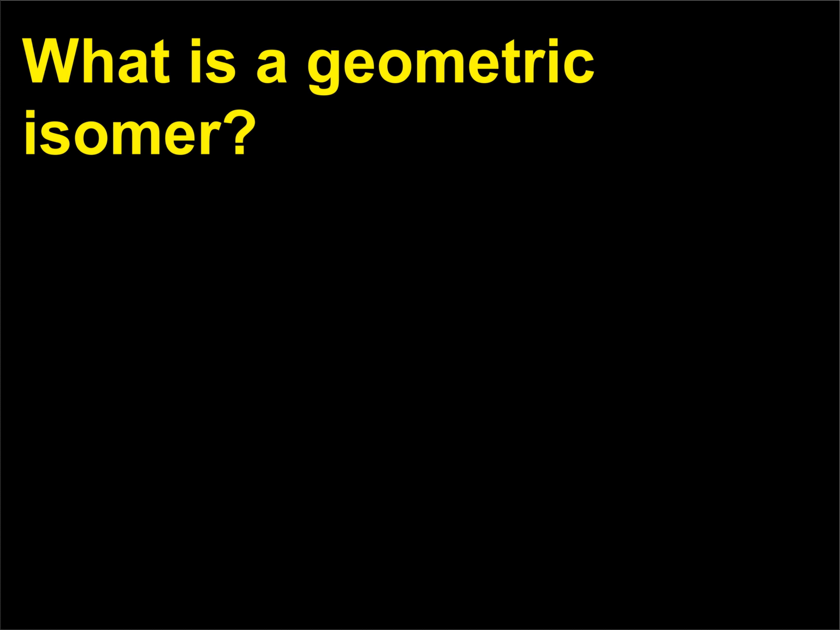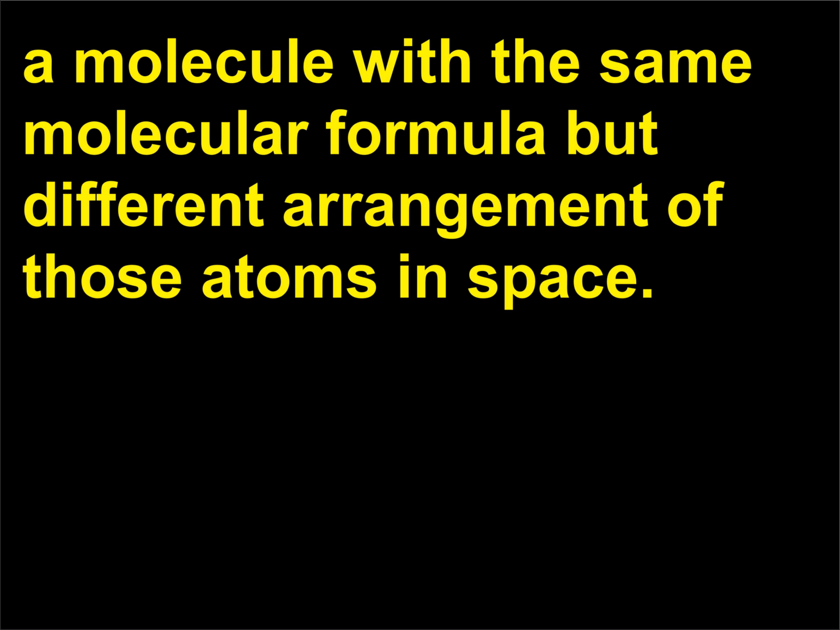What is a geometric isomer? A molecule with the same molecular formula but different arrangement of those atoms in space.